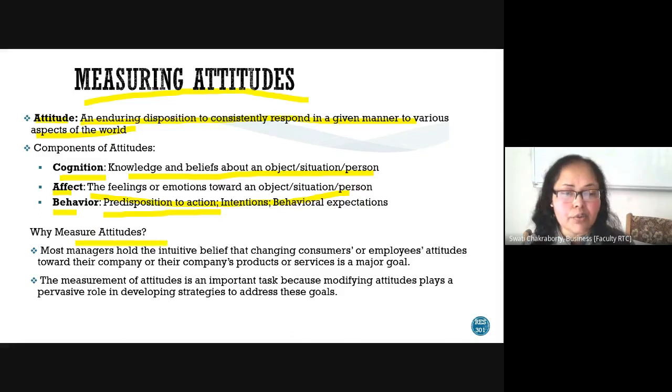Why do we measure attitudes? Because most managers believe that changing consumers' or employees' attitudes towards their company or the company's products or services is a major goal, right? That helps in designing and making their future decisions, and the measurement of these attitudes is an important task. Why? Because modifying attitudes helps in addressing the strategies to address these goals. The companies can develop strategies for how to actually measure these goals, the change in attitudes that comes up.